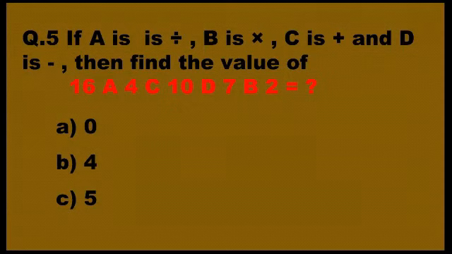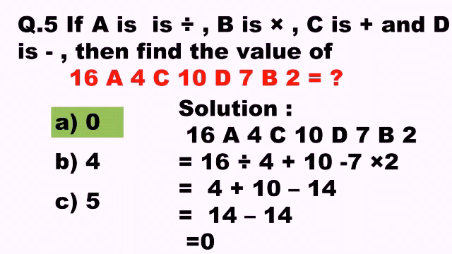Now it's our fifth question. If A is division, B is multiplication, C is addition and D is subtraction, then find the value of 16 A 4 C 10 D 7 B 2 equals question mark. Option A 0, option B 4 and option C 5. So we have to write the proper sign in place of A, B, C, D. Suppose A is division, B is multiplication, C is addition and D is subtraction.